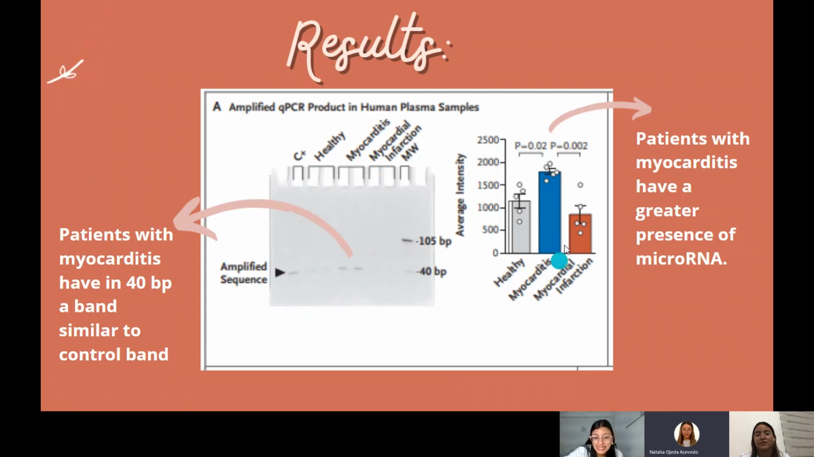And at the right side, we see a histogram that shows that patients with myocarditis have a greater presence of microRNAs than the control patients or those that have an infarct.